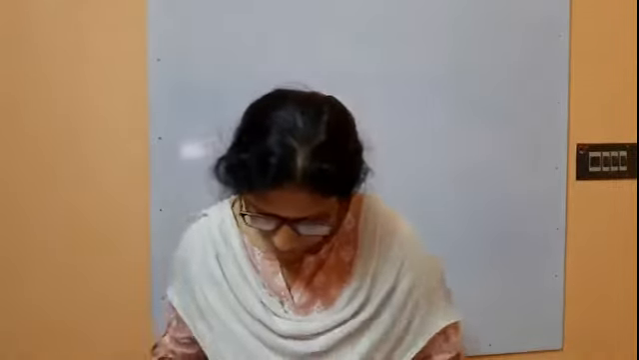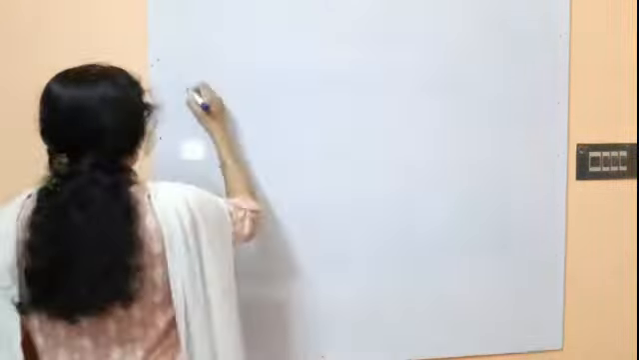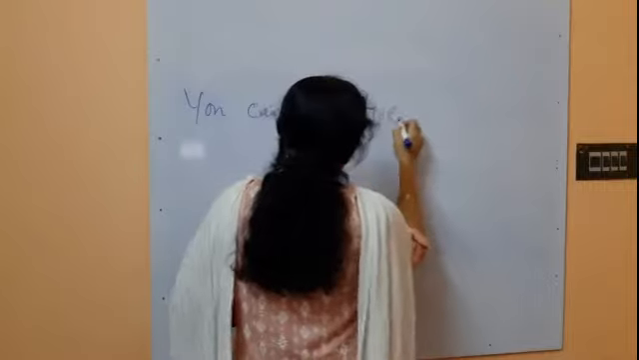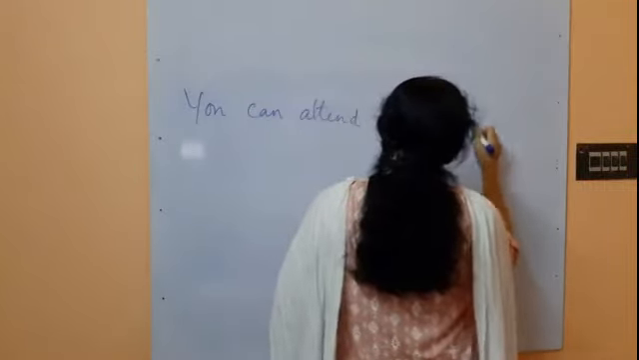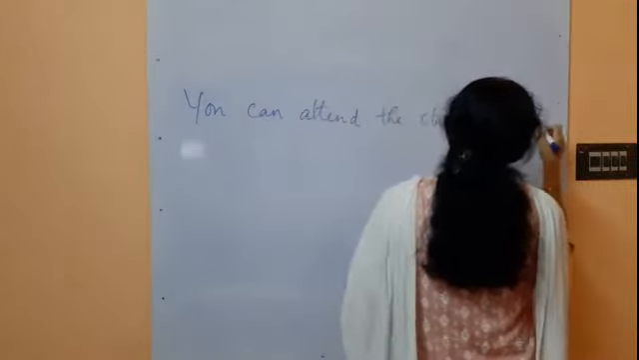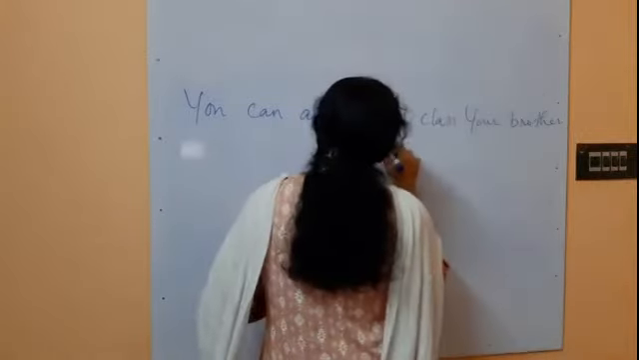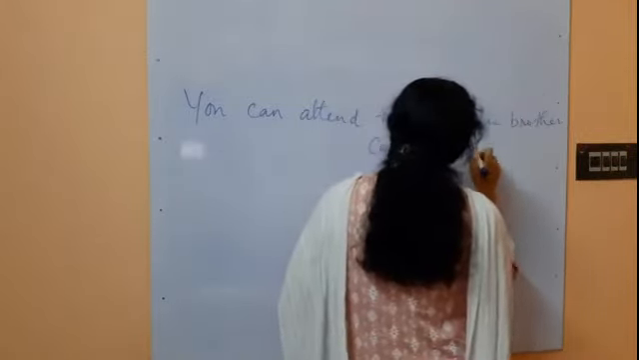If both the subjects are same, you have to insert it after the verb, and if both the subjects are different, you have to begin with any one part of this conjunction. Okay, and example: you can attend the class, your brother can also attend the class. You can attend the class. Your brother can also attend the class.